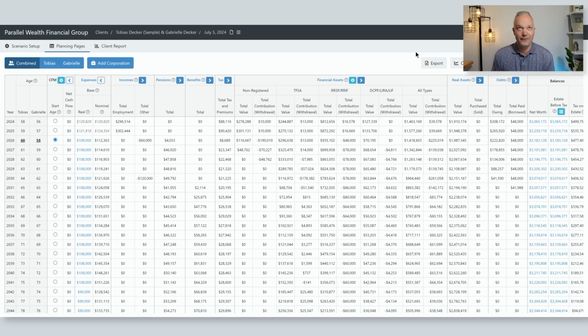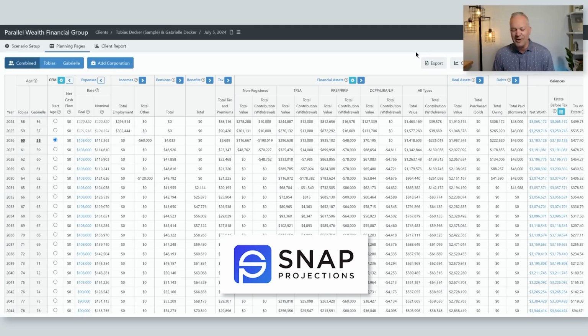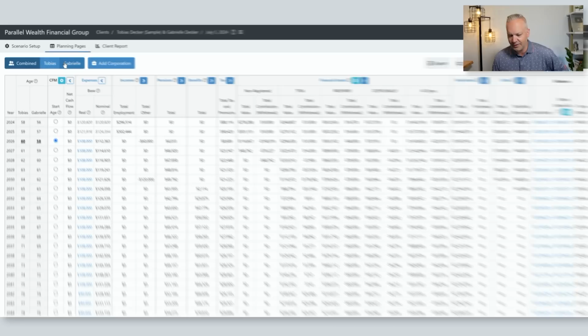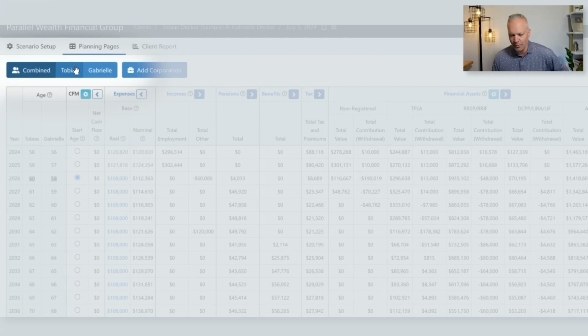As we jump into the software, you'll see there's a lot of numbers on the screen, and that's important because you have a lot of numbers in your retirement plan. But let me highlight step by step everything that you see here. Now, again, we use Snap Projections. The reason I like Snap Projections, and people ask me this every single day, is because it's kind of like an Excel spreadsheet, which the majority of us have used in our career and easily understand. So what we're looking at here is a combined view. On the top left, we have a combined view, and then Tobias and Gabriel Decker individually, and I'll jump into each one individually in a second.